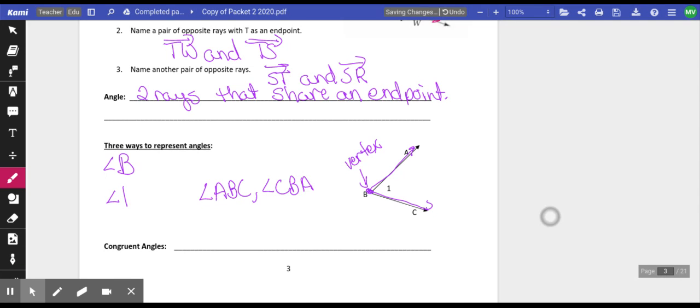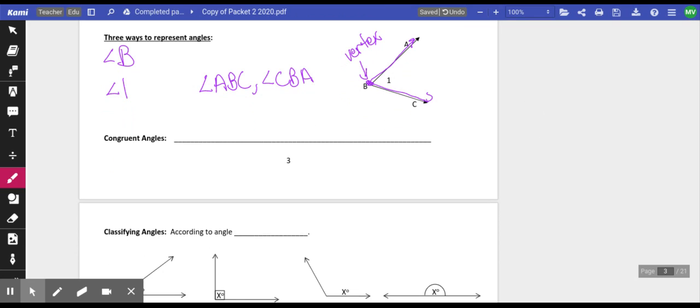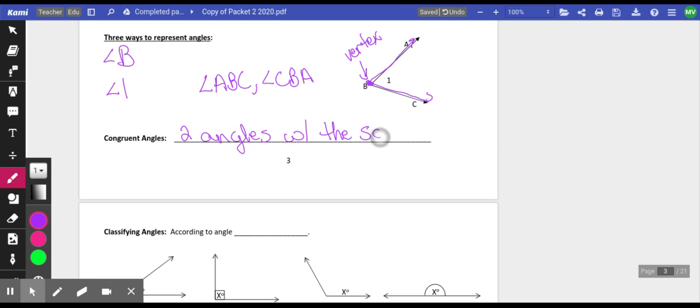Congruent angles are two angles with the same measure. So when we're measuring an angle, we're measuring how much one ray moved off of the other ray. So we're measuring it in degrees, like how much it rotated.